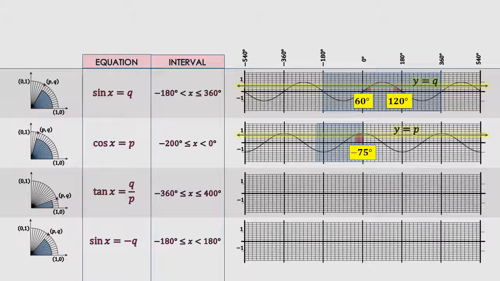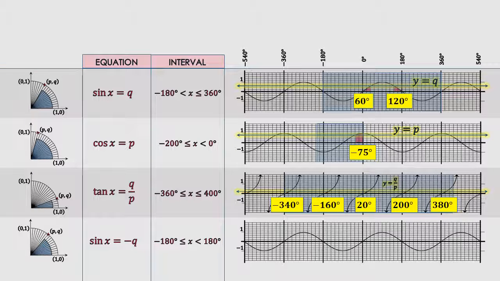For the third, we draw the tangent graph. Locate the base angle 20 degrees. Draw the line y equals tangent 20 degrees. Keeping in mind the interval of interest, we have minus 340 degrees, minus 160 degrees, 20 degrees, 200 degrees, and 380 degrees.